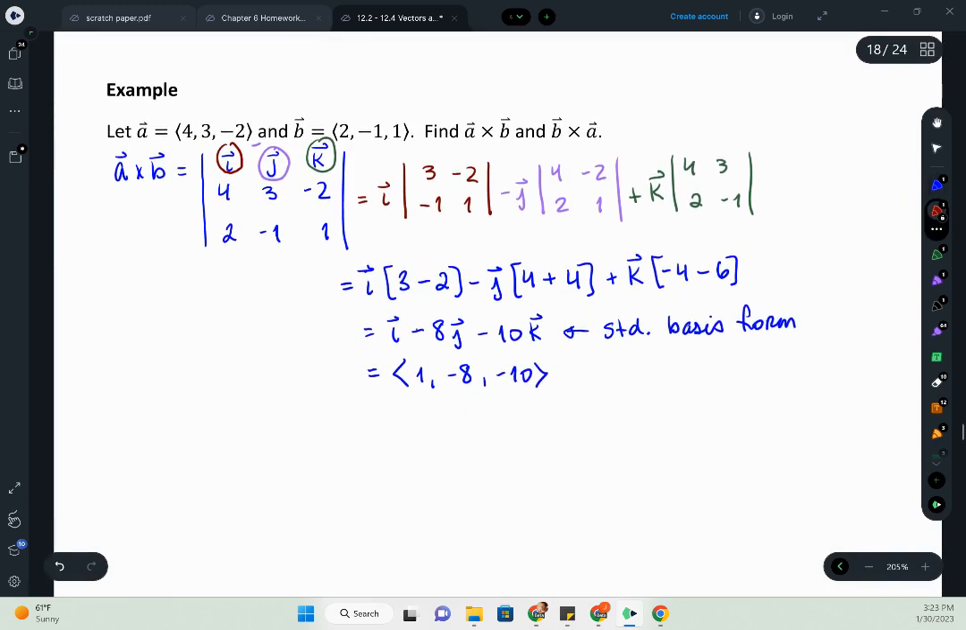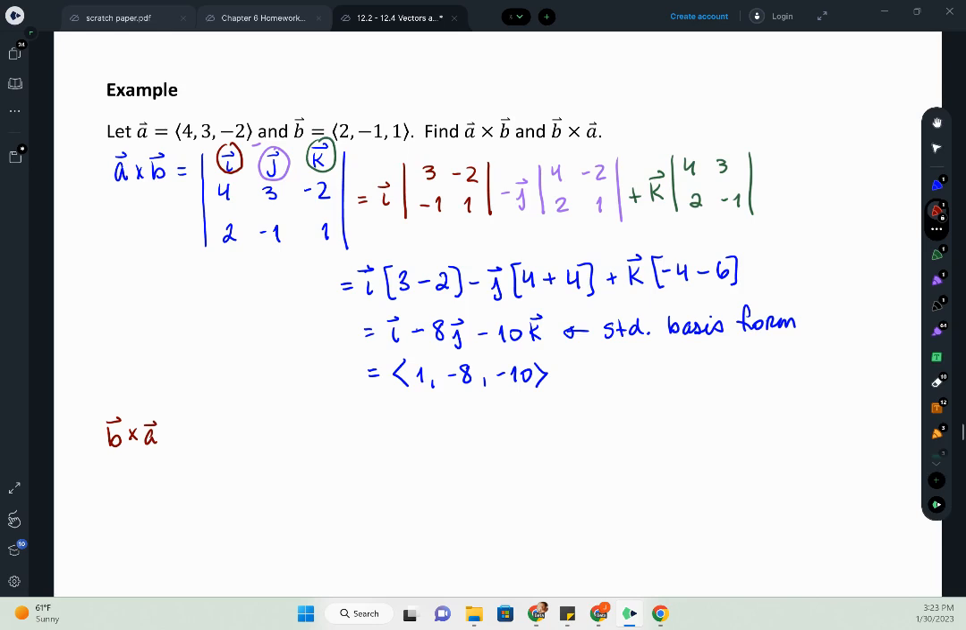Now let's look at B cross A. The idea here, which I talked about in class, is that we're going to see some sort of relationship between A cross B and B cross A. In particular, we will see that one is the negative of the other. We demonstrated this in class with the idea that if you're curling your hand from U to V, but now you want to find V cross U, you have to turn your hand over to curl from V to U, and now your thumb would be pointing straight down, which is the negative of the original U cross V.